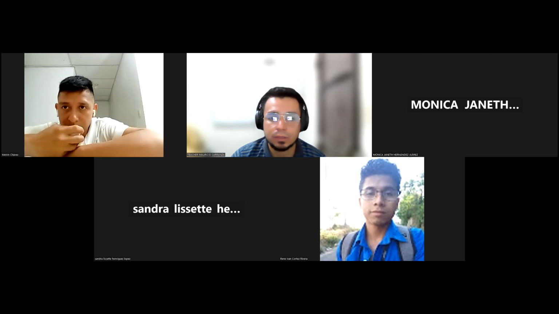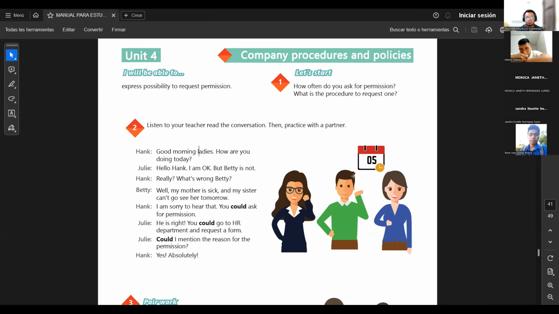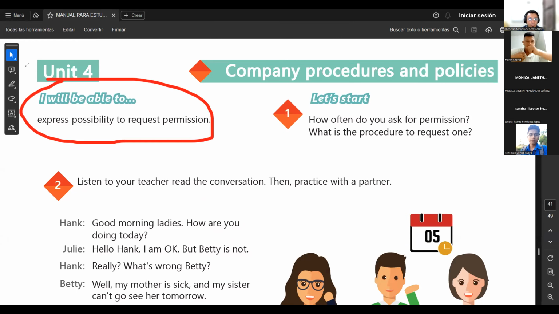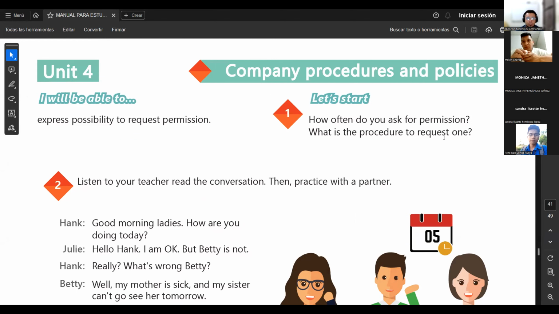We're gonna start with activity 1 from the manual. Okay, objective for today, Melvin, could you read it? I will be able to express possibility to request permission. Great, thank you very much. So we will check how to request in a polite way, right?